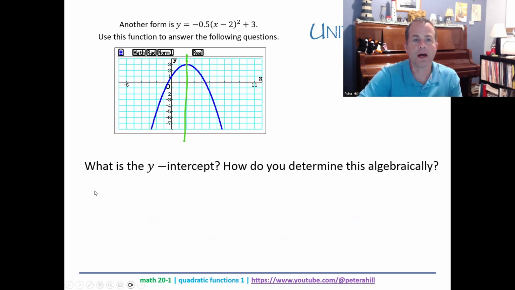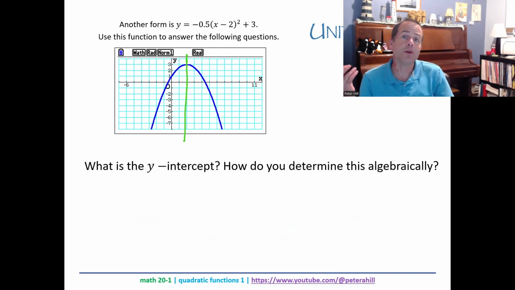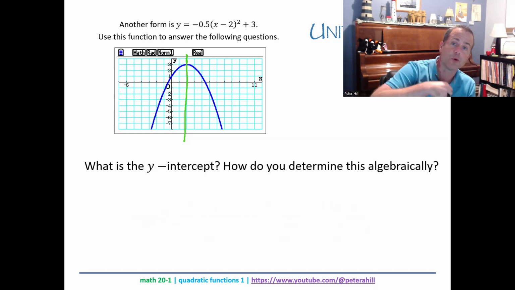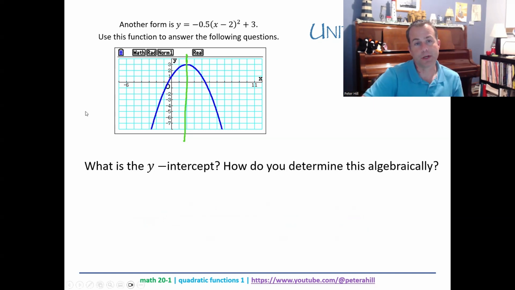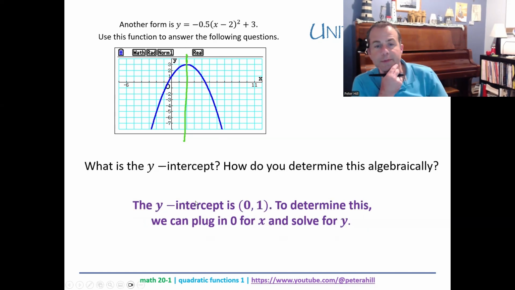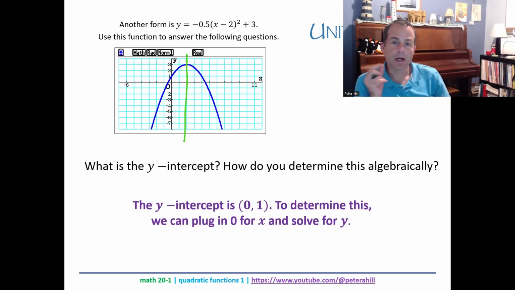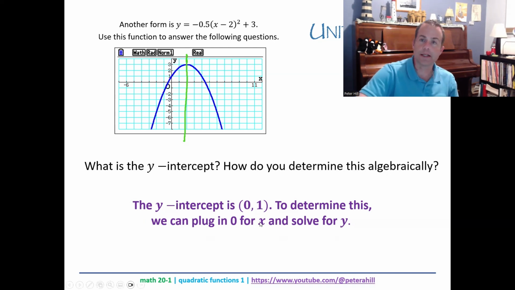Cool. What is the y-intercept and how would you determine this algebraically? Well, of course, we know how to do that. We would plug 0 in for x and solve for y. So if I plug 0 in for x, I'm going to get negative 2 squared, which is 4. Multiply that by negative 0.5, so that'd be negative 2. And then negative 2 plus 3 will give me 1. And I can see that right here as well, that it passes at (0, 1). So the y-intercept is (0, 1). To determine this, we plug in 0 for x and solve for y.